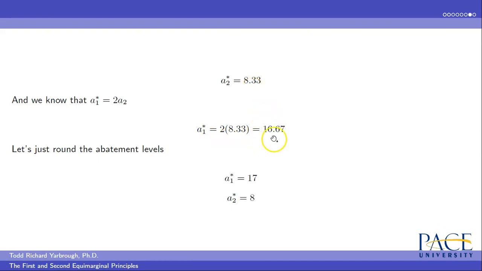Let's round these to make our life a little easier. We'll make this 8, and we'll make this 17. So now we see that the optimal level of pollution abatement for firm 1 is 17 units. Again, we just took 16.67 and rounded it, and the optimal level for firm 2 is 8. So now what we want to do is calculate the total abatement cost and compare this to the command and control strategy that we saw previously.